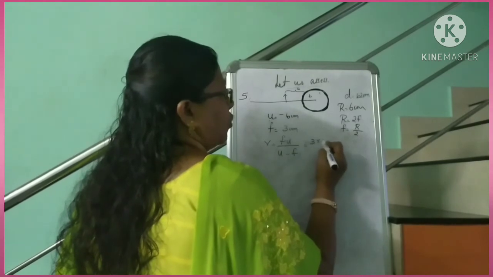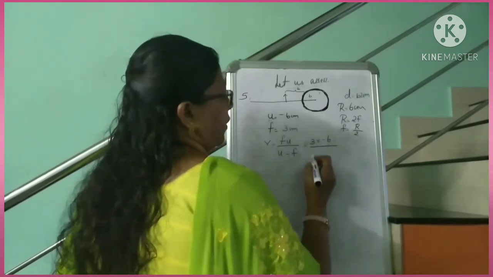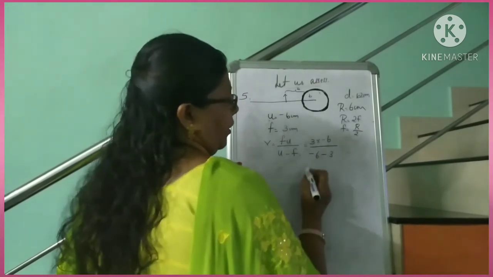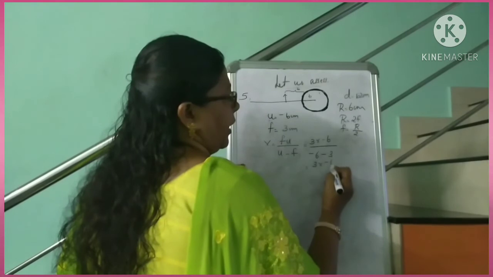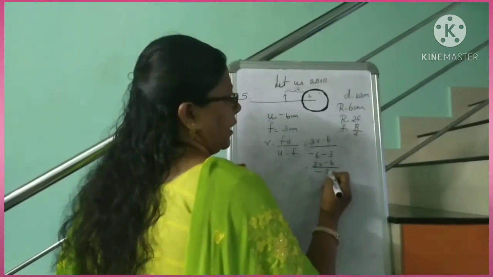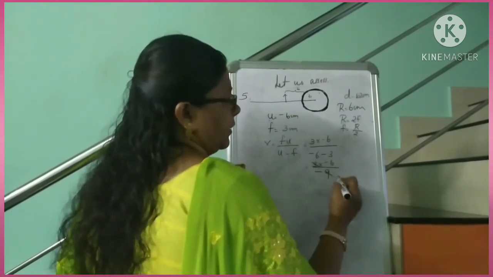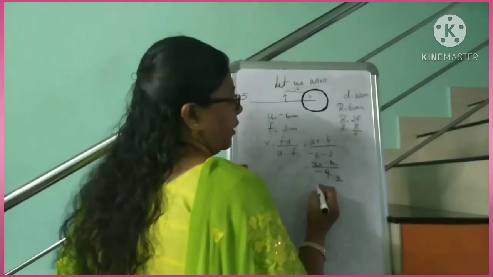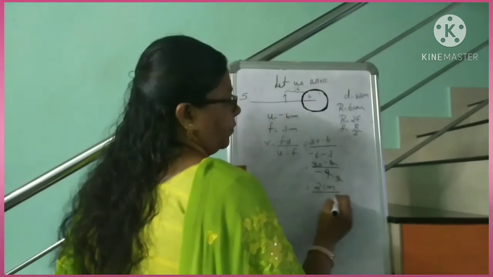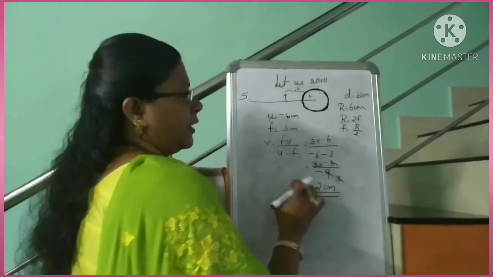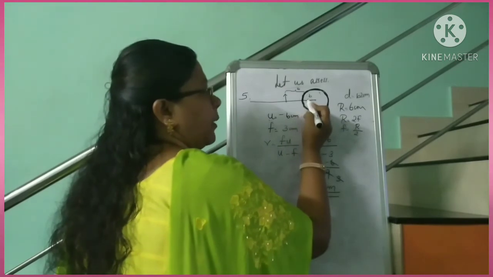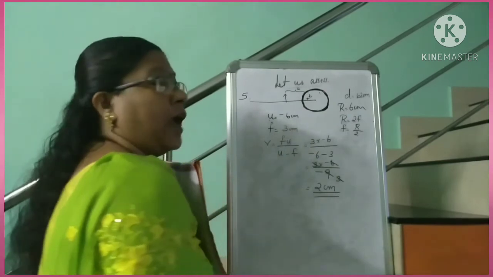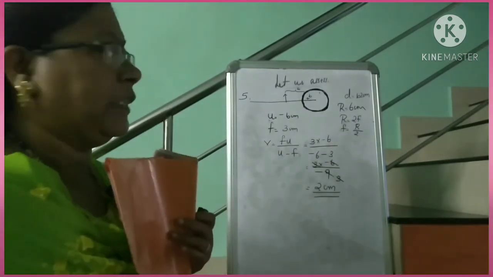3 into minus 6 by minus 6 minus 3. That is 3 into minus 6 by minus 9. 3 and 9 gets cancelled 3 times. 3 and 6 gets cancelled 2 centimeter. Minus and minus gets cancelled. So the answer is 2 centimeter. Image is formed inside the ball, or image is formed inside the aluminium foil at a distance of 2 centimeter.